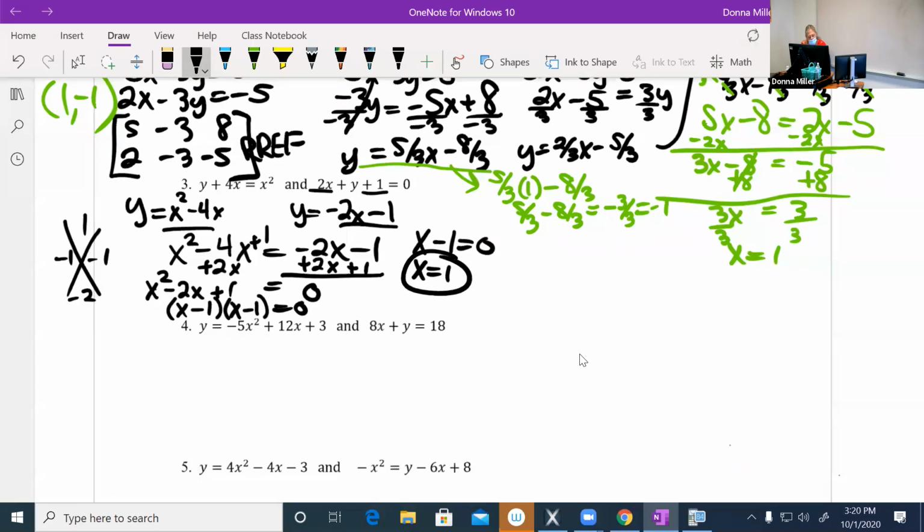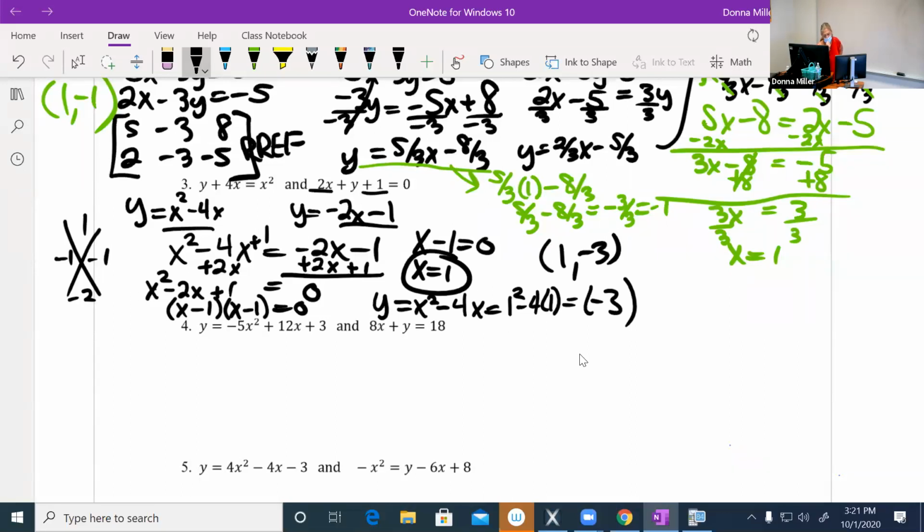All right. Plug it into your favorite equation for y. I like the first one. So if y equals x squared minus 4x, you can plug it into either one. I get 1 squared minus 4 times 1. So I get -3. Okay, so the point of intersection is 1, -3.